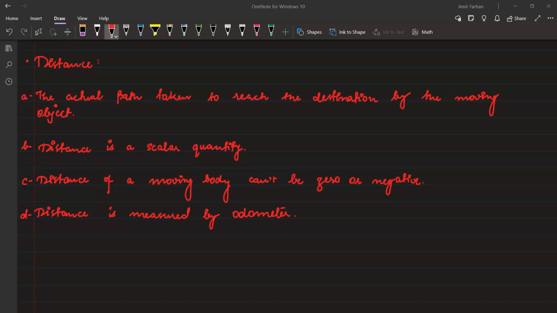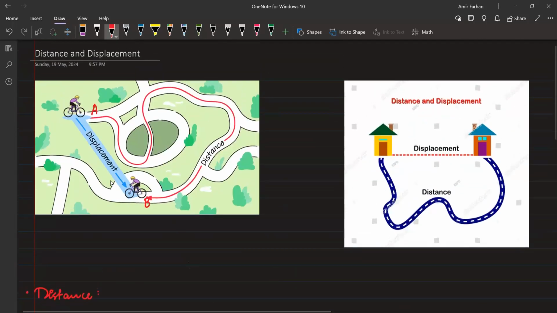So the next thing that we have to discuss is displacement. Displacement is a vector quantity. Displacement is the shortest path between the two points, or you can say the initial and final point. Displacement is the shortest path that exists between the initial and final point.